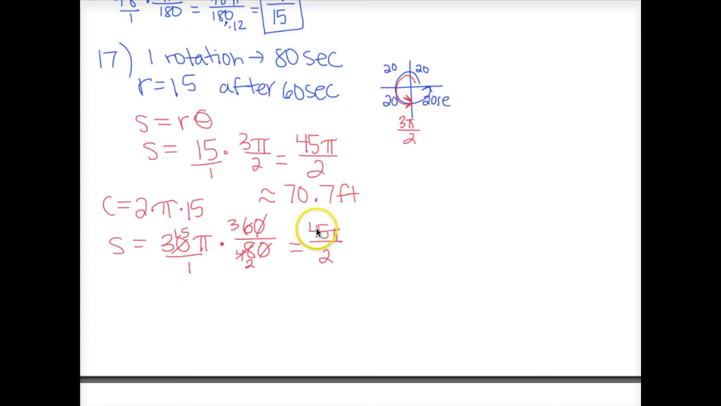So number 18 is the exact same thing, except that instead of 60 seconds, it's 140 seconds. So you can either do 140 over 80 and use the new radius that they give you and do it this way, or you can figure out the radian equivalent of 140 seconds when a full rotation is 80. So again, that's totally up to you which way you do it. You should get the same answer either way. So that covers all of activity 31.